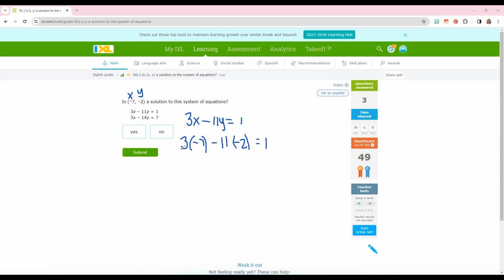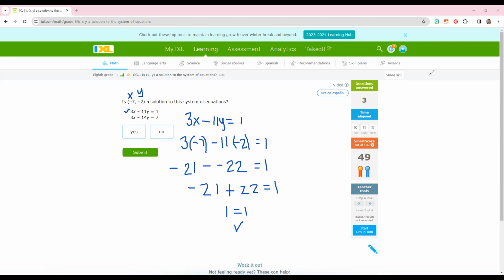So let's do our multiplication first. 3 times -7 would be a -21. Bring down your minus sign. 11 times -2 would be a -22 equals 1. All right, let's take a quick pause real quick. Reminder on the minus and negative. Do you guys remember what that becomes? The minus and a negative, they cancel each other out and it becomes a positive. So we have -21 plus 22 is equal to 1. When you add those up, it does in fact give us the answer of 1. So we know that that point works for our first equation.